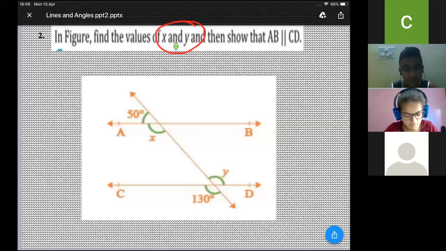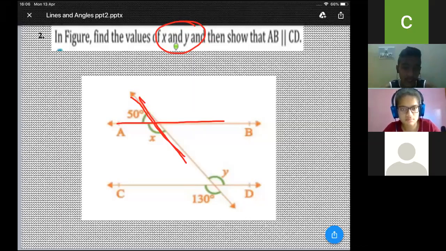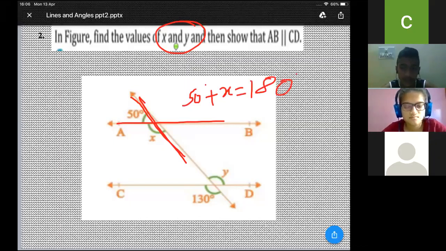If you observe this, what is formed here? 50 plus x. Ma'am, 50 plus x is equal to 180. So we need to subtract, but what is the reason, dear? Ma'am, linear pair. Yes, it is a linear pair. Therefore, x equals 180 minus 50, which gives 130. So the value of x is 130.